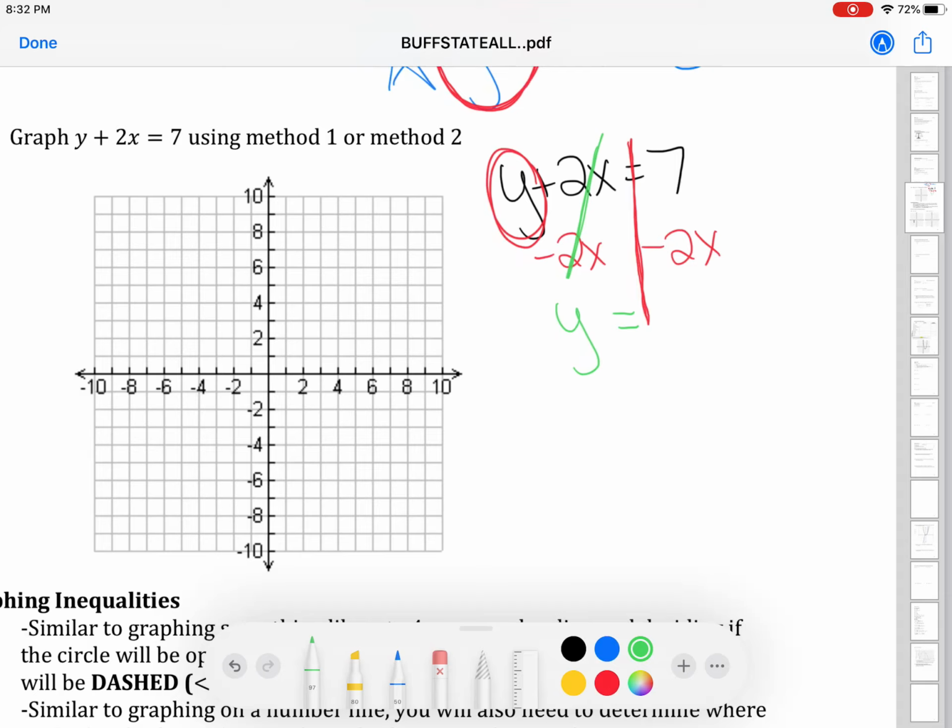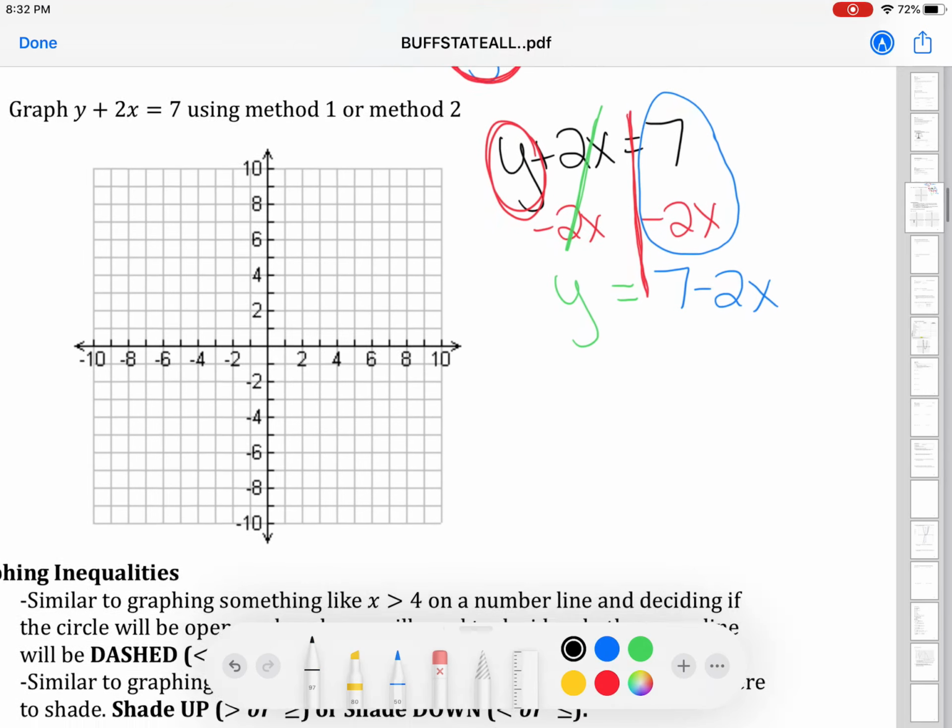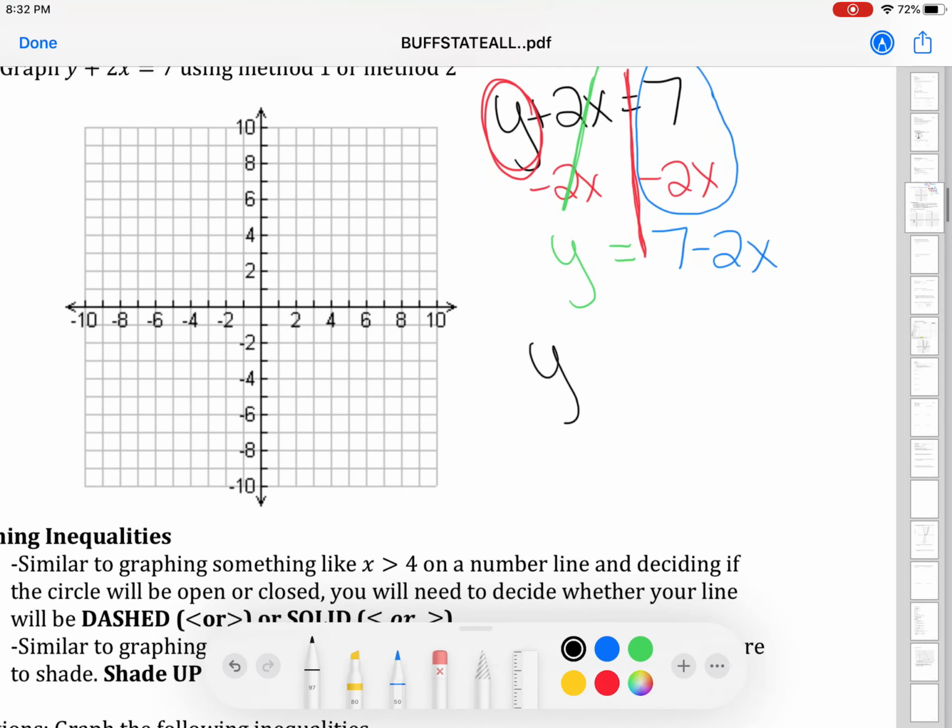So my y comes down, my equal sign comes down, and then remember what I told you with literal equations? You bring this down how you would read it. You can't actually combine 7 and 2x. They're not like terms. So 7 minus 2x is going to be brought down as 7 minus 2x. So that's very colorful. I'm just going to simplify it. I have y equals 7 minus 2x as the equation that I need to graph.